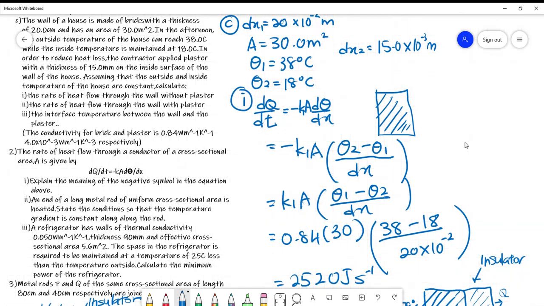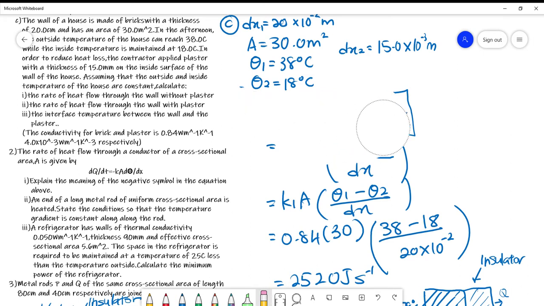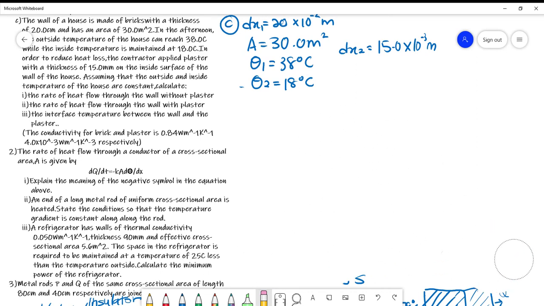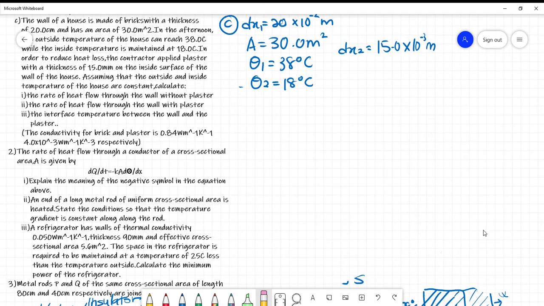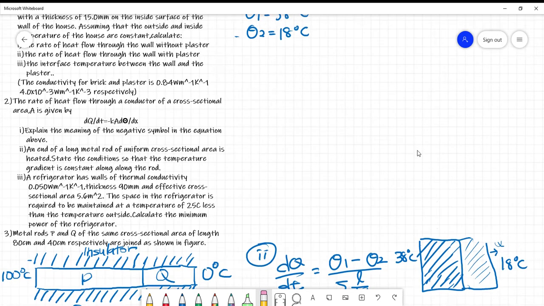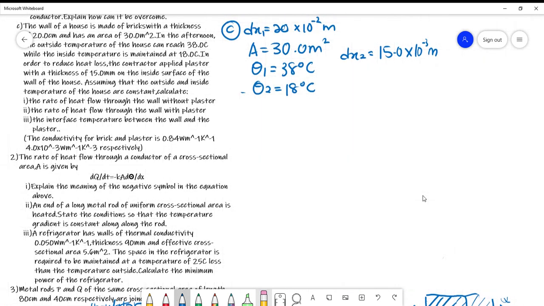So calculate the interface temperature between the wall and the plaster. Okay, so let's erase all this. The interface temperature basically is the temperature in the middle of the two materials. Okay, so this is part 3.